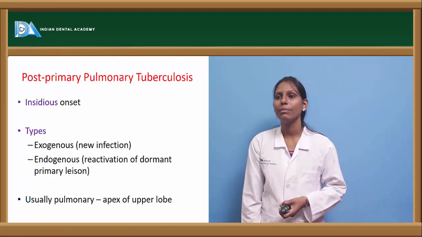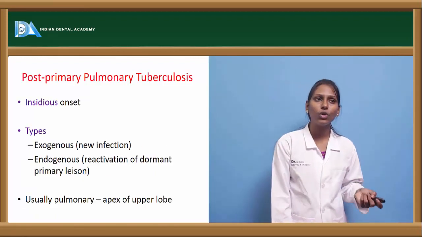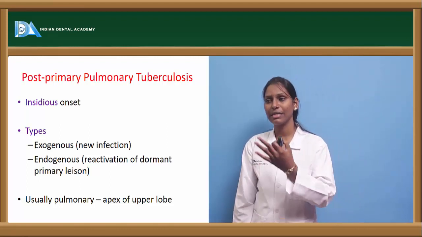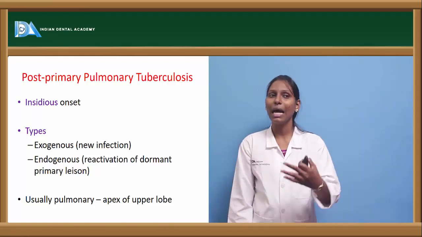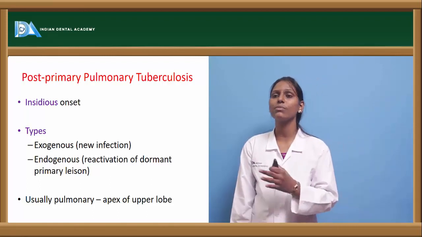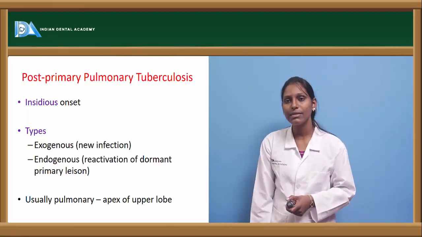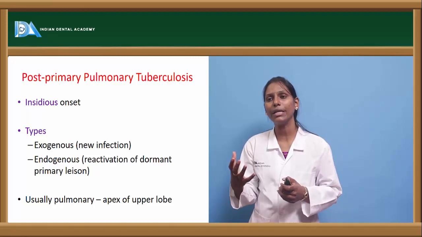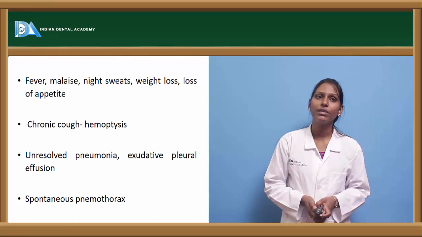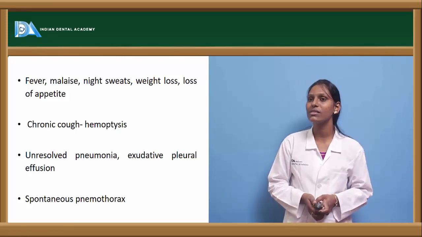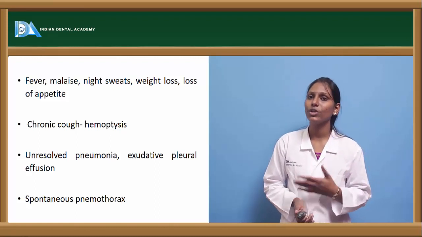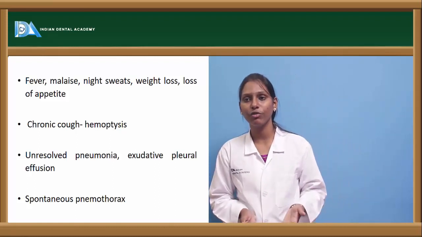Now coming to post-primary pulmonary tuberculosis, it is usually insidious in origin, and it is of two different types. One is the exogenous type, where it is a new infection, and the other is endogenous, which is nothing but reactivation of a dormant primary lesion. In this, the apex of the upper lobe is usually involved. Patients will have fever, malaise, night sweats, chills, weight loss and loss of appetite. Chronic cough can be seen, and this chronic cough can lead to hemoptysis, that is, coughing up of blood.